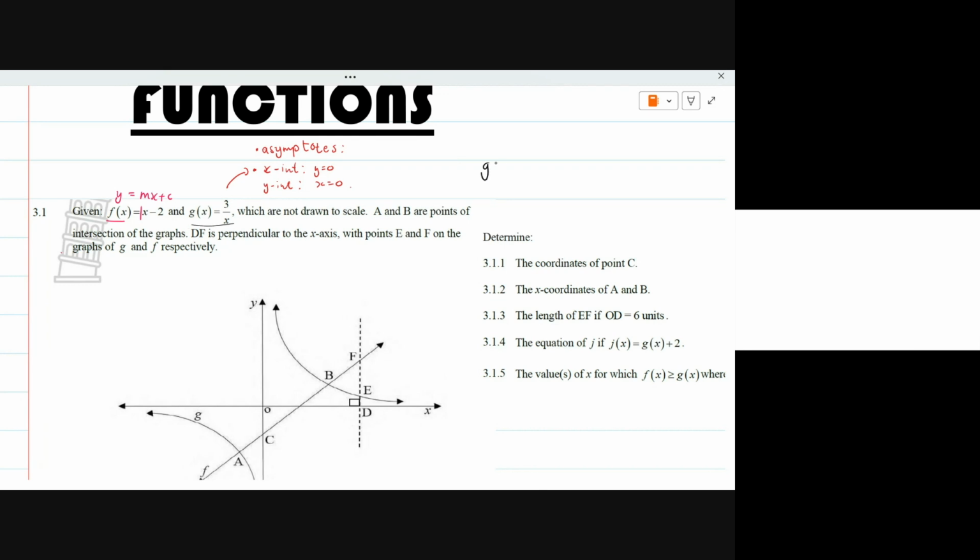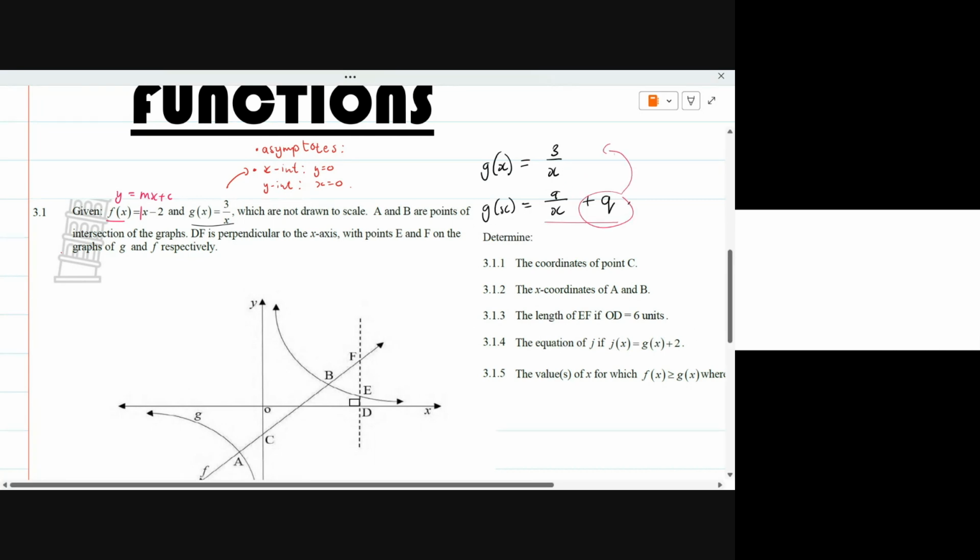So I'm going to go g of x is equal to 3 over x. Now, the original, or the one that we know, goes g of x is equal to a over x plus q, right? In this particular one, we don't have a q value. What can we put there as the q value? Good, Narisha, we can put a 0 there. So this is technically 3 over x plus 0.